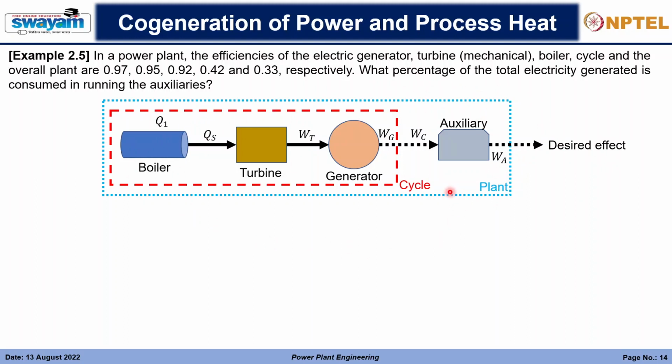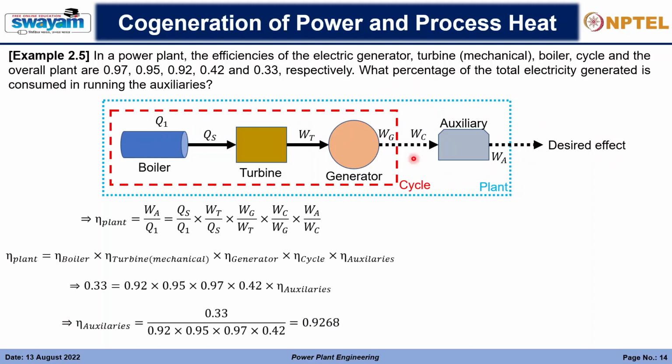Okay, so finally following this schematic, we will find that the efficiency of the plant will be WA, the final work, divided by the heat supplied, the initial supply of energy. If we divide it into segments, we'll find that everything will be cancelled out.